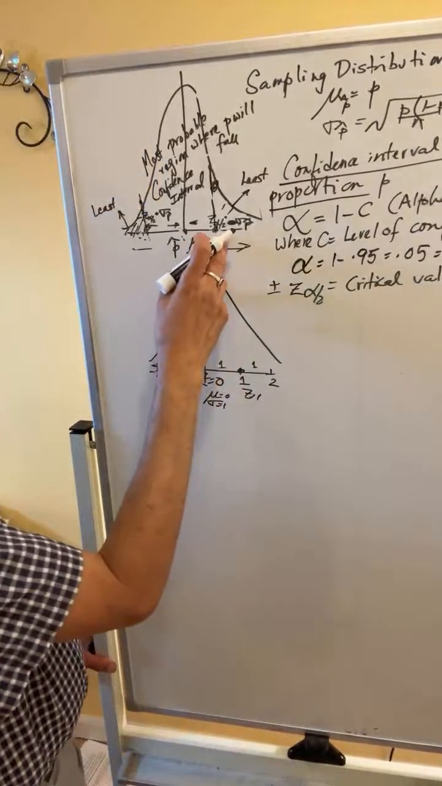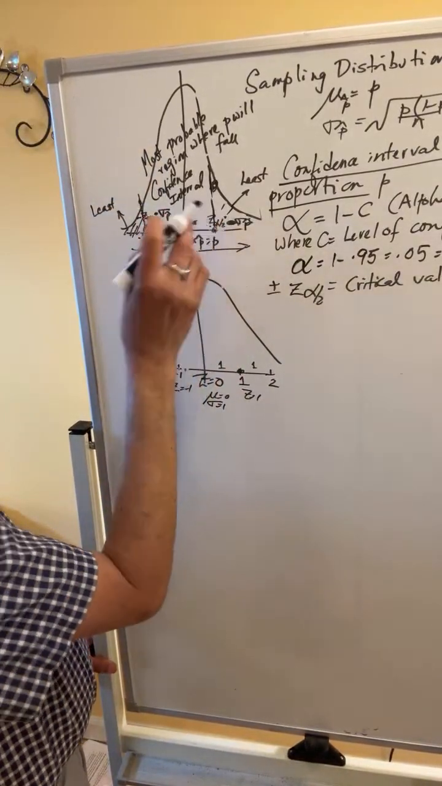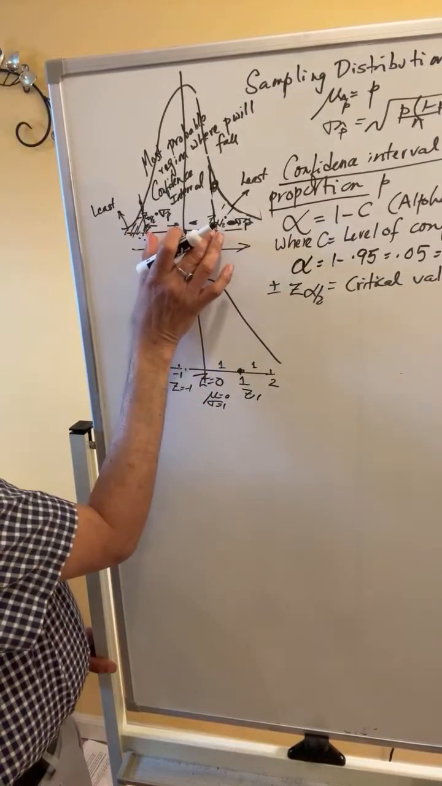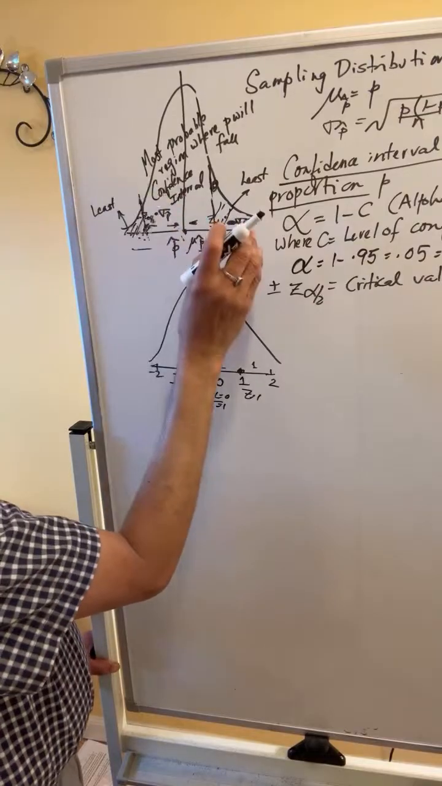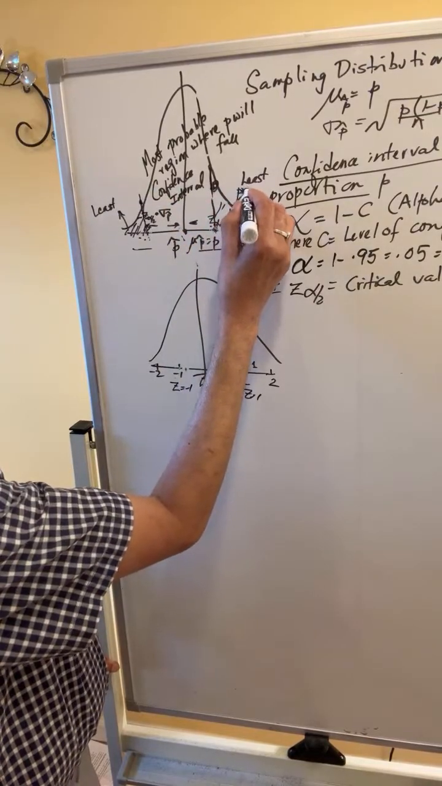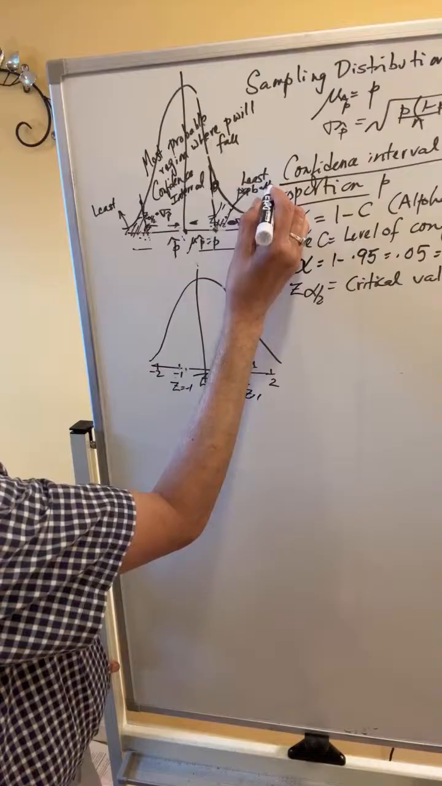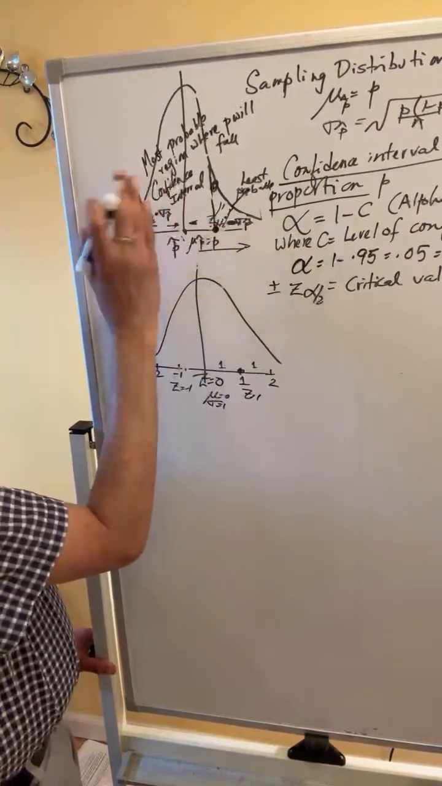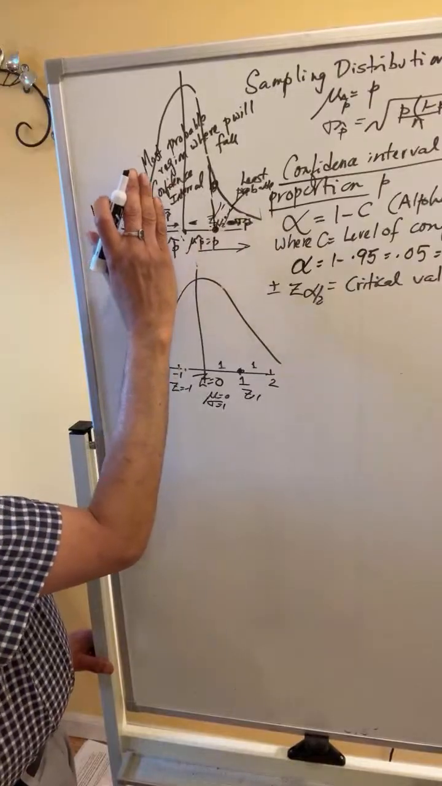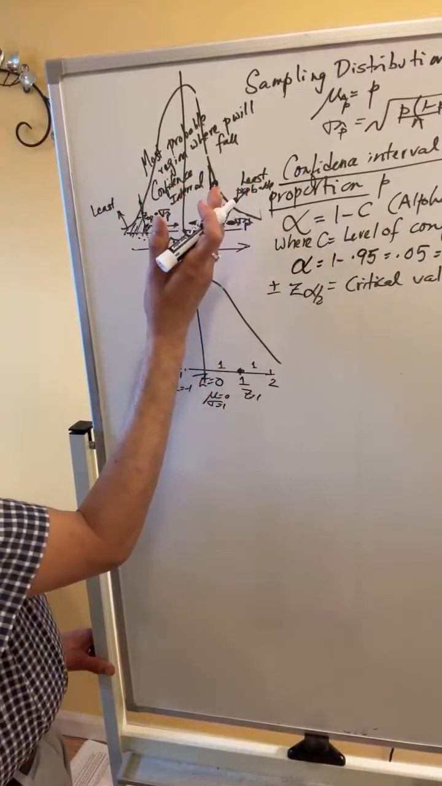Why is it called critical? As I explained, the white area is where most probably the population proportion will fall. The shaded area in the two tails is the least probable region where the population proportion will not fall. That is why these are called boundaries, because they separate the most probable region from the least probable region.